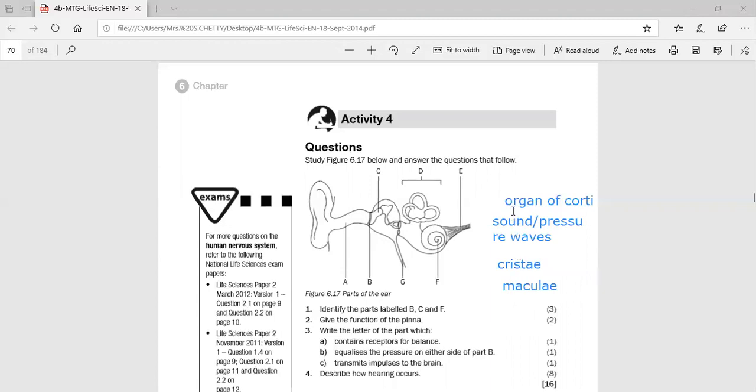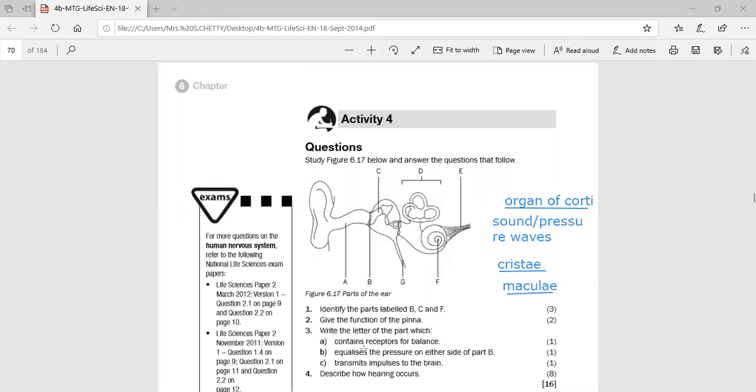Are you with me? So the organ of Corti was one receptor. The other receptor was the cristae. And the third receptors that we came across were the maculae. Always bear that in mind, okay?